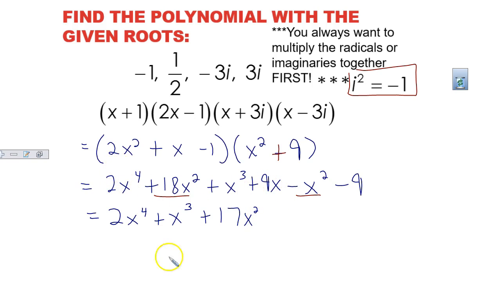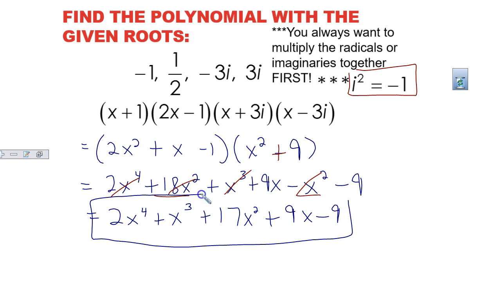So I've taken care of, sometimes I like to mark them off, this one, this one, this one, and this one. I still have left over 9x, it's positive 9x minus 9. And that is that huge polynomial that these roots would give us.